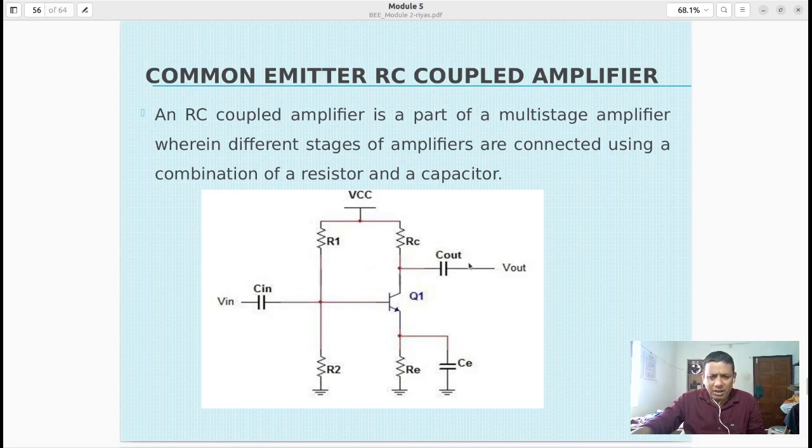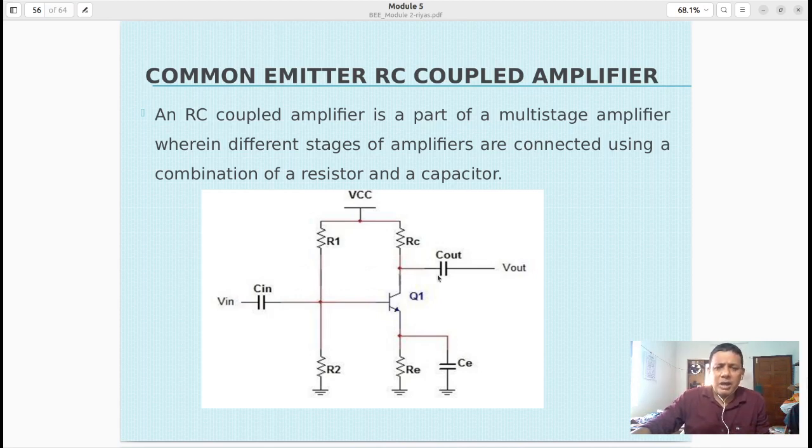This is the output coupling capacitor. Coupling means a connecting capacitor. Here this is the input coupling capacitor. So, this C in and C out will effectively name this circuit as the RC coupled amplifier, by using this coupling. In addition to RC coupling, other coupling is there, transformer coupling is there, and inductive coupling is there.